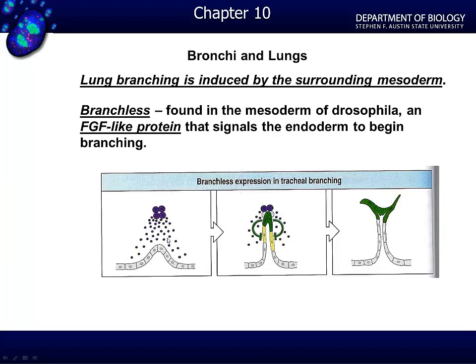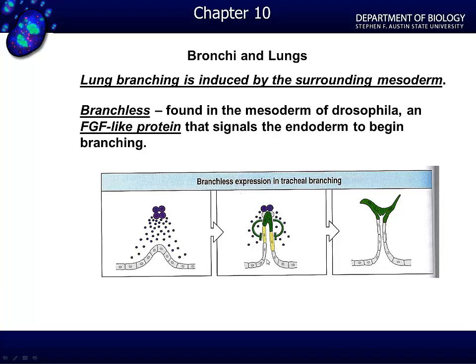Now, this branchless is an FGF-like protein. It is a growth factor. FGF stands for fibroblast growth factor. FGF is going to signal the underlying endoderm to undergo more rapid cell division. As the more rapid cell division occurs, we're going to extend out.